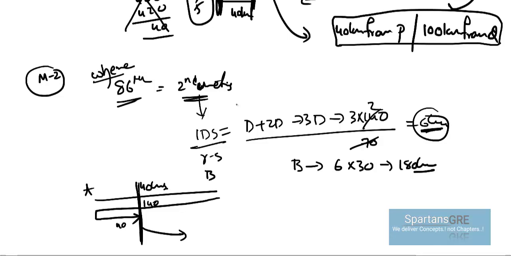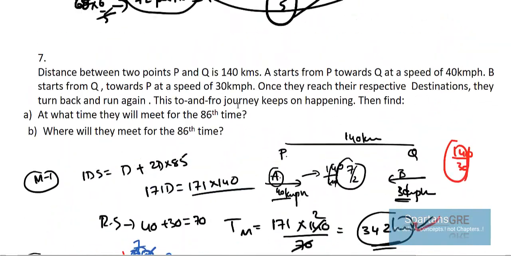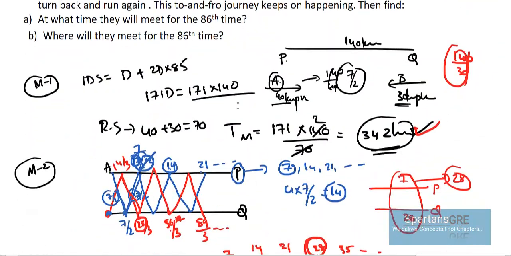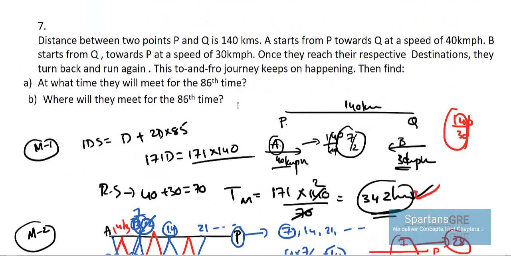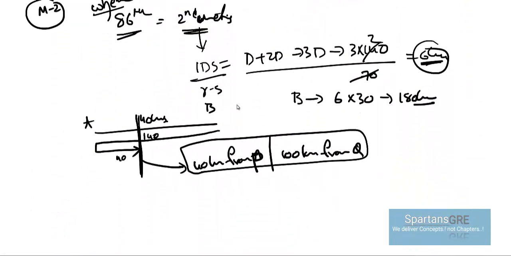What is this? This will be 40 kilometers from A or 100 kilometers from B. Sorry, this is P, this is Q. The same answer we got using our method 1, right? So this is how you solve the question. These are actually difficult questions, but we are able to solve them easily with the concept. Now let's move on to our 8th question.